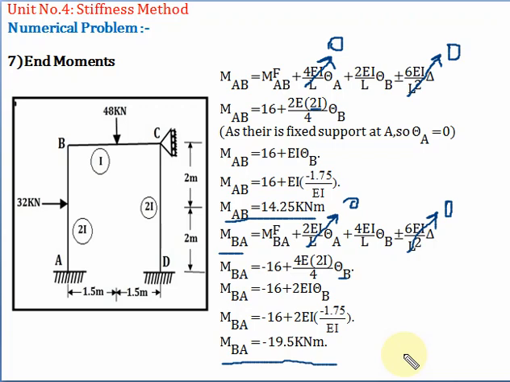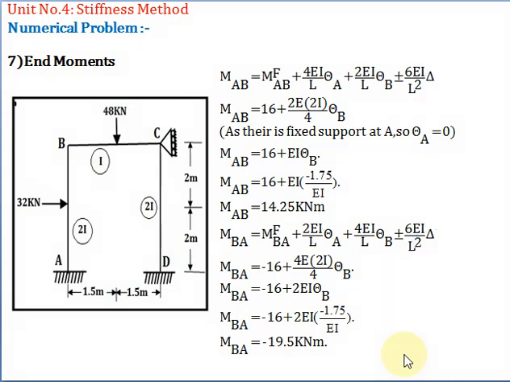Now here we have found the end moment in member AB, which is equal to 14.25, and the end moment in member BA, that is minus 19.5 kilonewton meter.